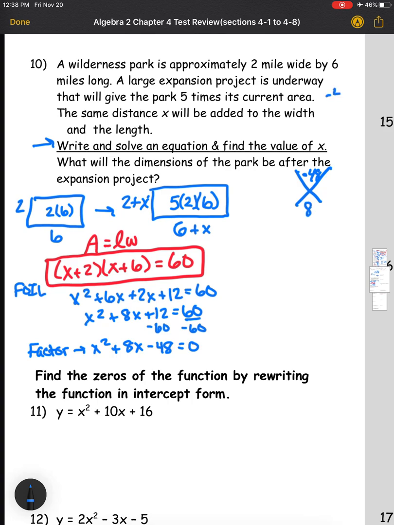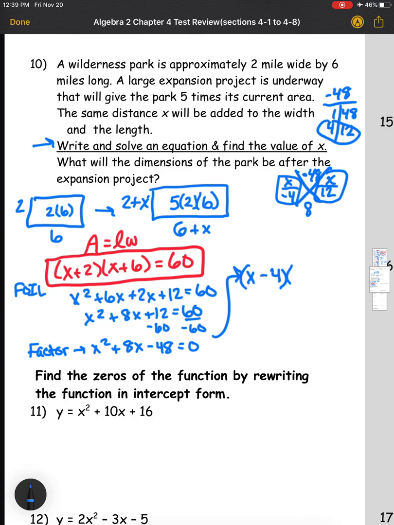And if I try to think of factors of negative 48, I know 1 and 48, right? And let's see, 4 and 12. And if I check, yeah, 4 and 12 can make 8. Okay, if I do negative 4 and positive 12, right? And then I'm going to put regular old x on top since my a was 1. So here are my factors that break this apart. So x minus 4 and x plus 12 equals 0.